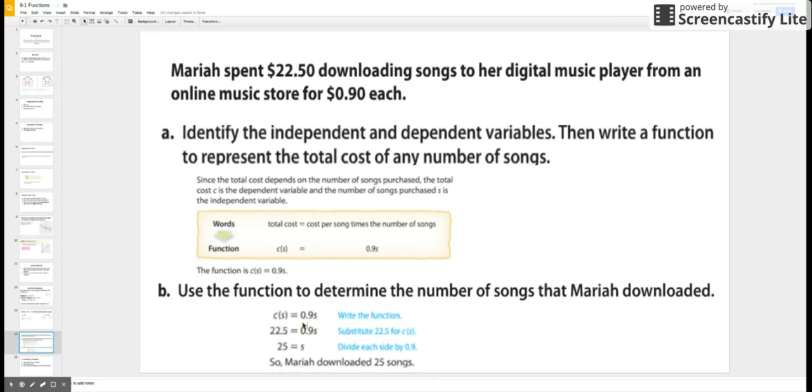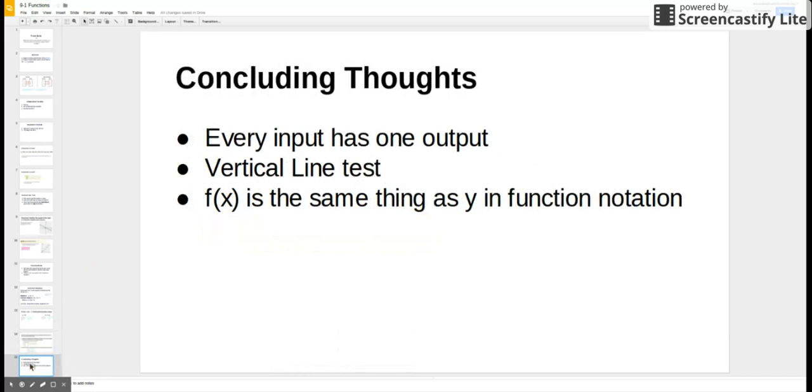So use a function to determine the number of songs that Mariah downloaded. So we have C of S is equal to 0.9S. If she spent $22.50, I'm going to write 22.5 as the total cost, equal to 0.9S. We're just trying to figure out how many songs. Solve this equation by dividing both sides by 0.9, and then you end up getting 25 is equal to S. So Mariah downloaded 25 songs.